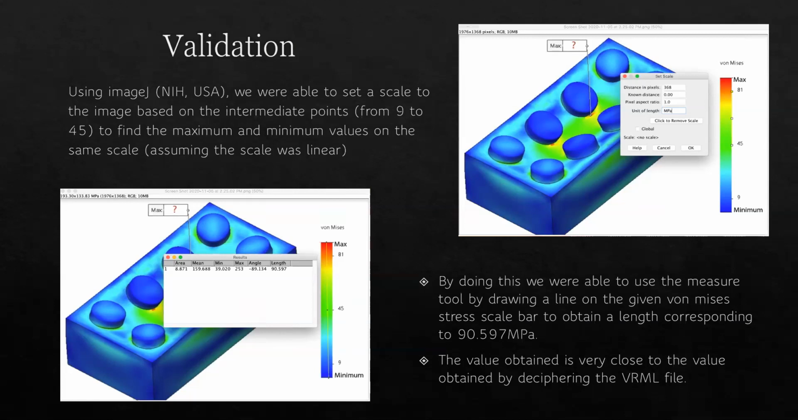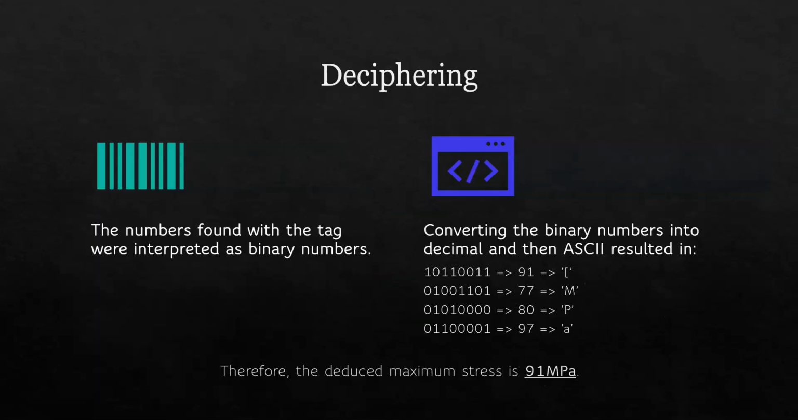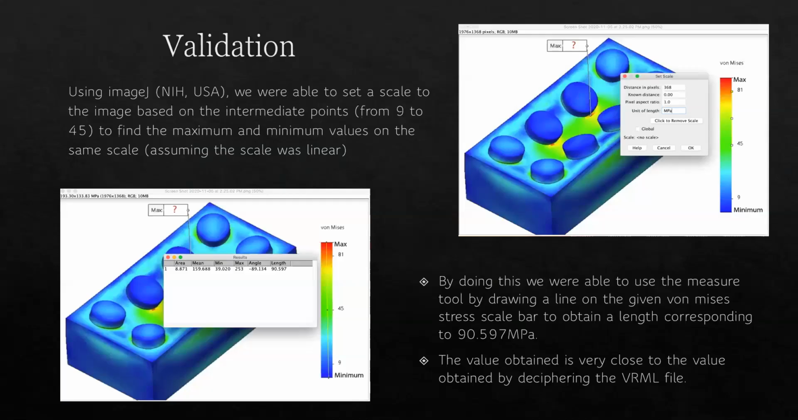And I would like to conclude by saying the values that we derived from the scale bar were less than 1% away from the actual value that we found in the VRML file. Thank you so much.